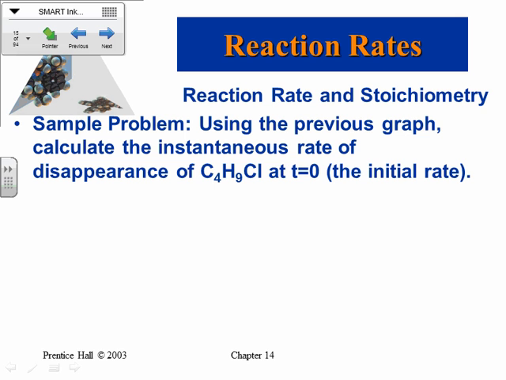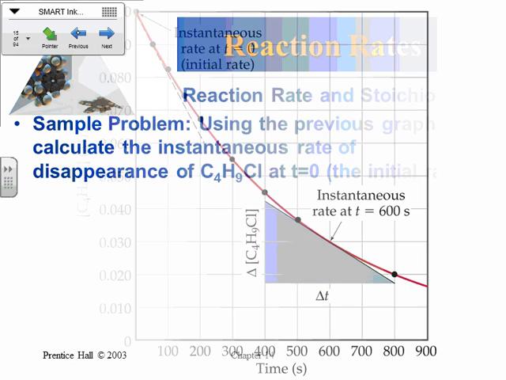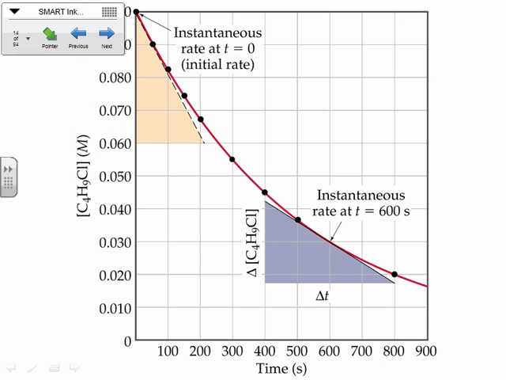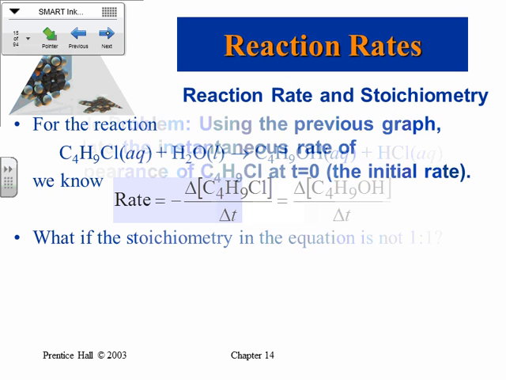All right, so reaction rate and stoichiometry. Just a little bit here. You need to be aware of this, okay? And they made a fairly big deal about this on the old AP exam. I don't know how much of this you're going to see on the new one, but I feel like I need to teach it just to be safe. Using the previous graph, calculate the instantaneous rate of disappearance at time equals 0. Oh, why is that listed as stoichiometry? Okay, never mind. We're going on.